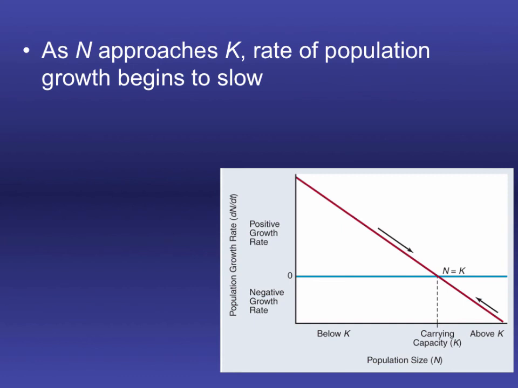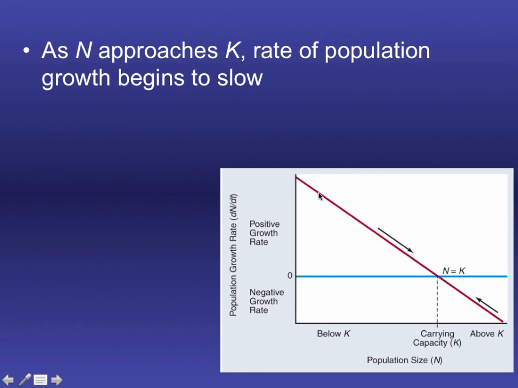All right, so something else to think about here, as we mentioned a second ago with the formula, is that as population size, or N, approaches K, which is carrying capacity, population growth rate begins to slow down. So again, if we think about over here, our population size versus population growth rate. We've got positive growth rate up here above the blue line. We've got negative growth rate down here below the blue line. So what we want to think about here is population size. Here's our carrying capacity, the point where N equals K, right? N equals K, that's carrying capacity.